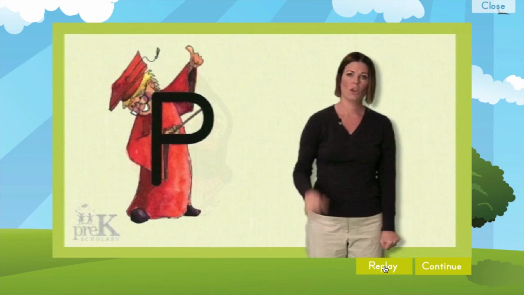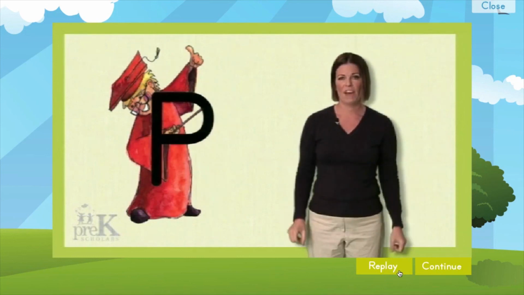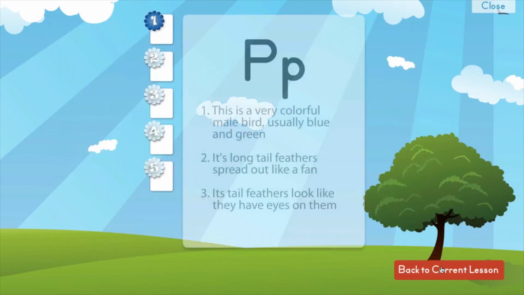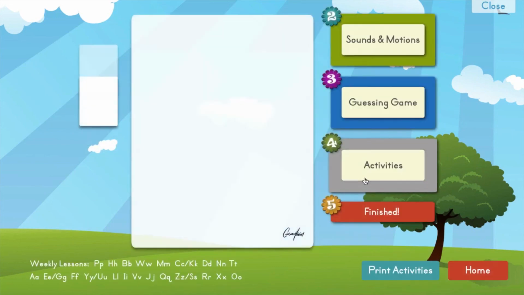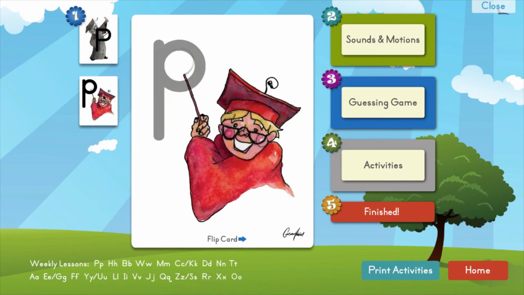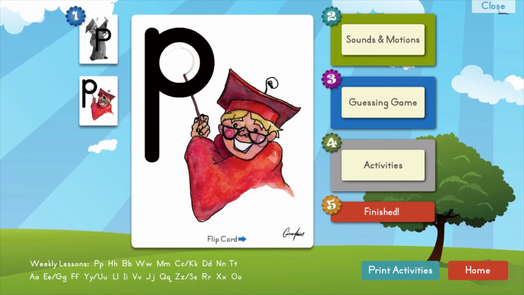I'll demonstrate both a replay and then also move on to the phonics card where we'll introduce upper and lower case. Professor PK, who pronounces things perfectly. This is a very colorful Professor PK, who pronounces things perfectly. Here's the uppercase. Professor PK, who pronounces things perfectly.